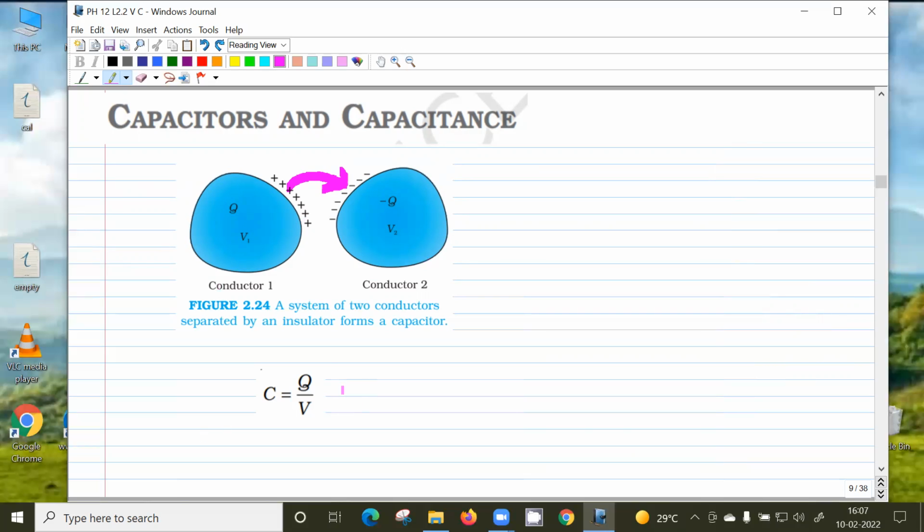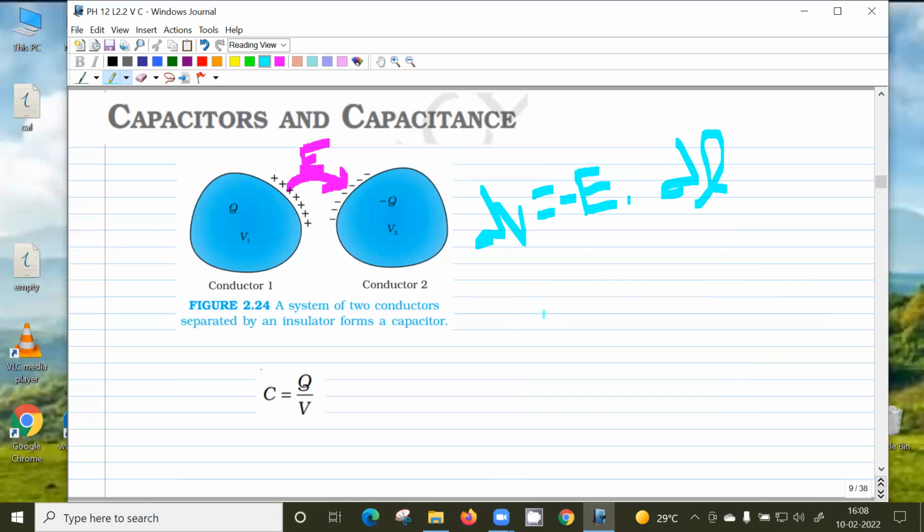The value of the capacitance is given by Q by V. To understand this, because of this separation of the charges, there will be an electric field like this, right? Electric field is always from positive charge to negative charge. And the potential difference between these two is, by the definition of potential, dV equals minus E dot dl. So to get the total, we have to integrate this.